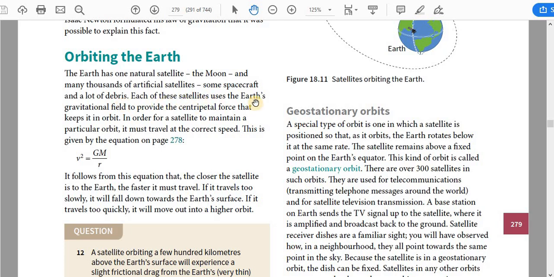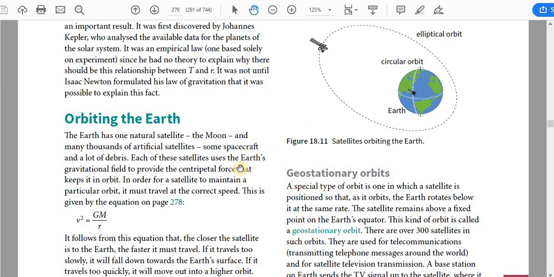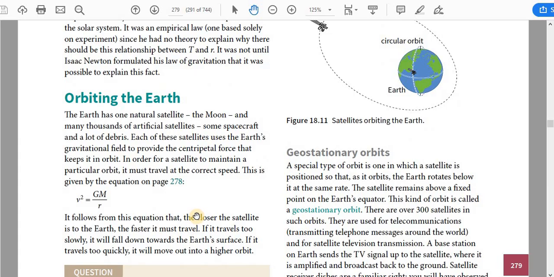Each of these satellites uses the Earth's gravitational field to provide the centripetal force that keeps it in orbit. In order for a satellite to maintain a particular orbit, it must travel at a correct speed. I told you about this already. This is given on page 278 also.